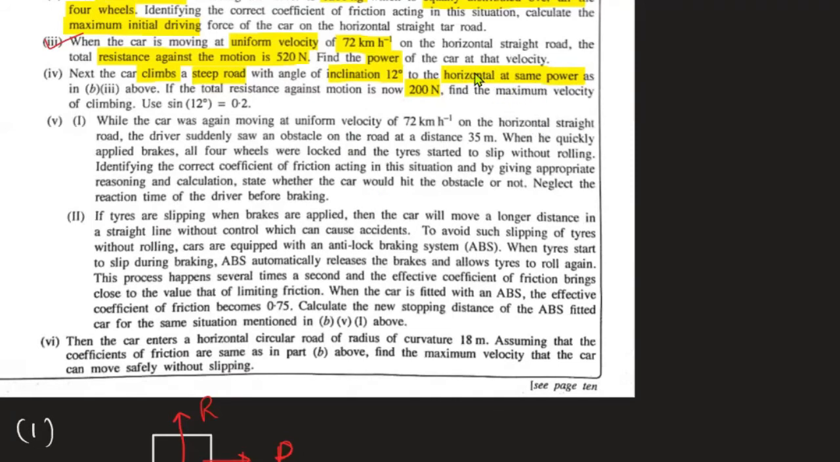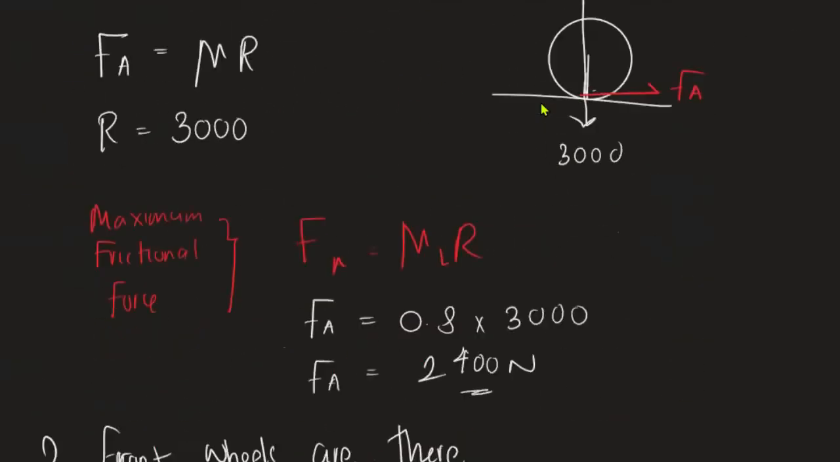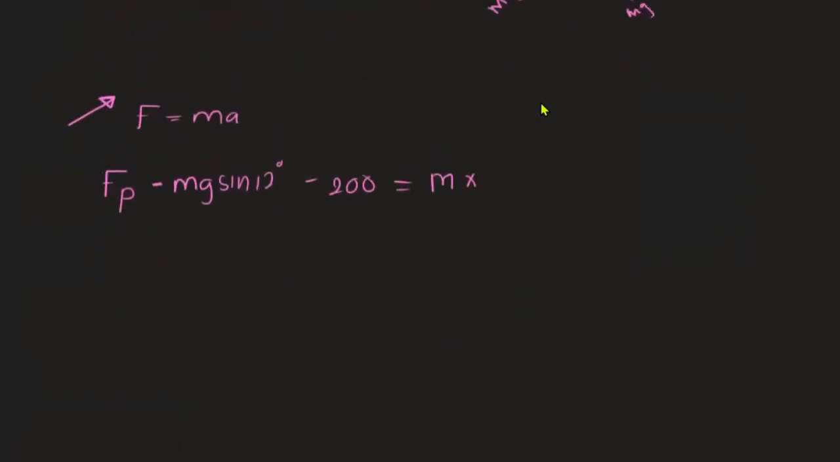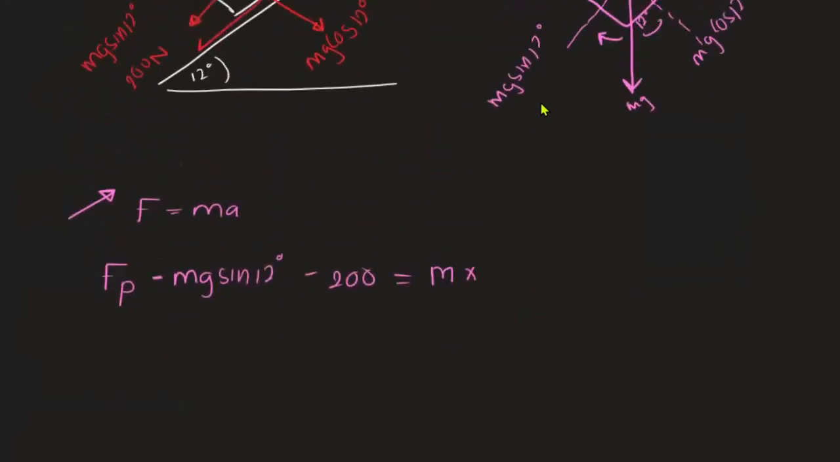So with the same horizontal power, you need to find the maximum velocity, right? You need to find the maximum velocity, right? Which means the acceleration is going to be still 0, right? The acceleration is going to be still 0, right? So Fp is going to be what then? Mg, right?